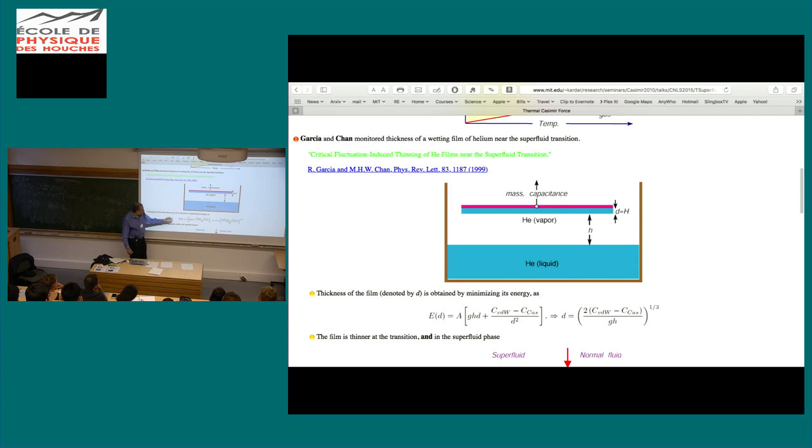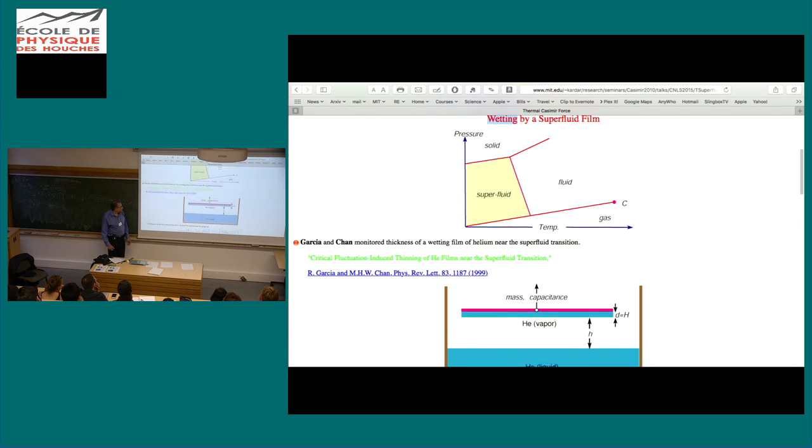And if I balance those two terms, minimize that expression, it tells me what the thickness of this film should be. So everything about this van der Waals constant has been known experimentally for a very long time. So you should be able to predict the thickness of this film.